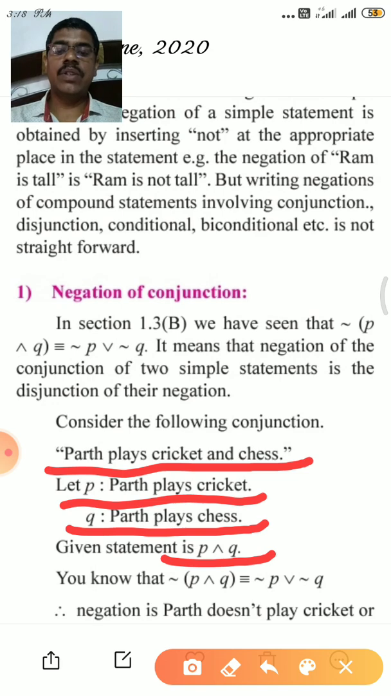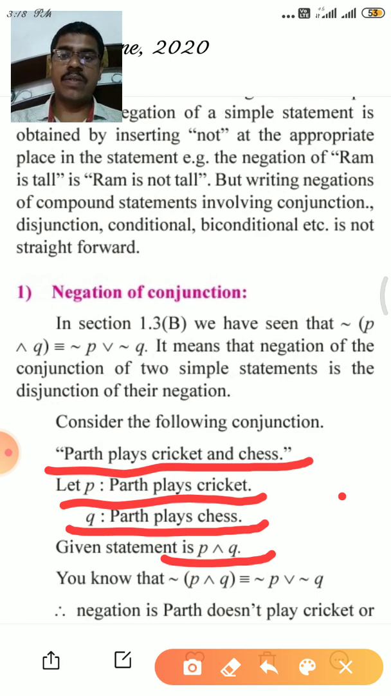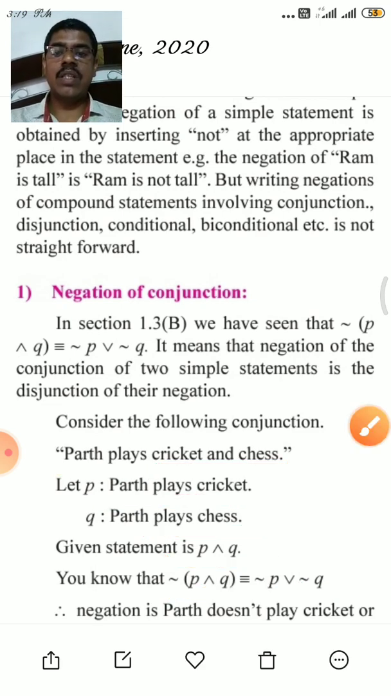You know that negation of P and Q is equivalent to negation P or negation Q. Therefore, the negation is Parth doesn't play cricket or Parth doesn't play chess. That is, the negation of P and Q is equivalent to negation P or negation Q. And it is also known as De Morgan's law.